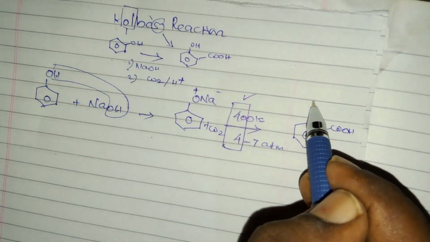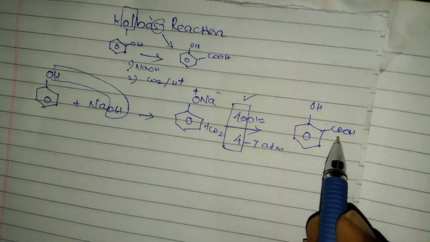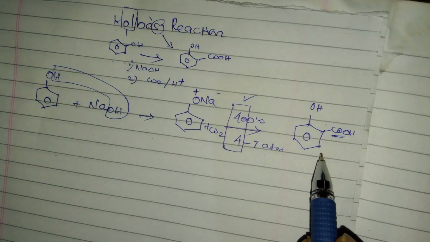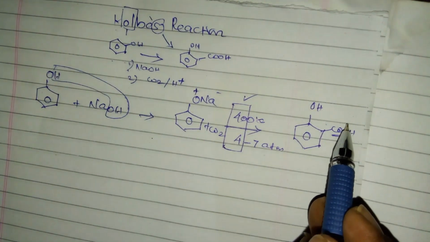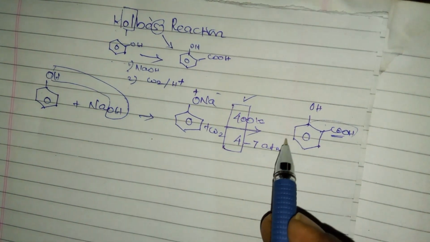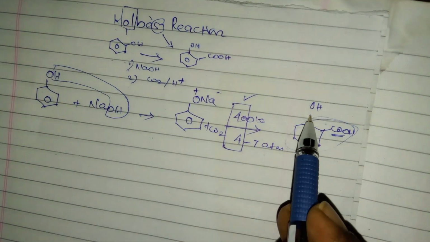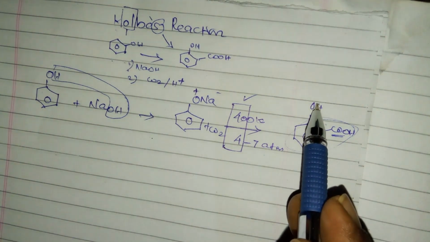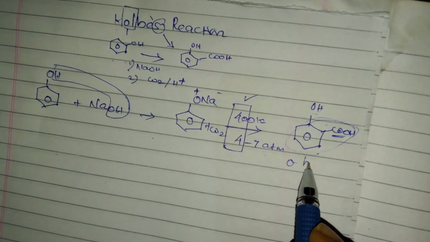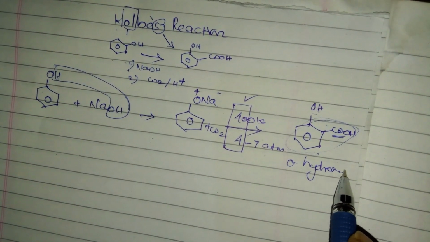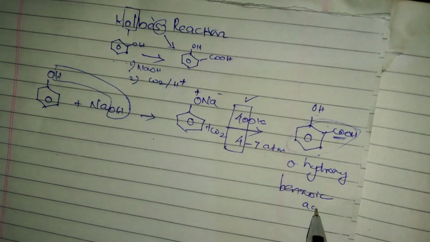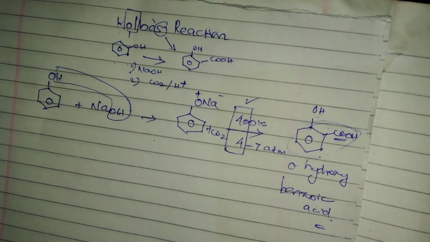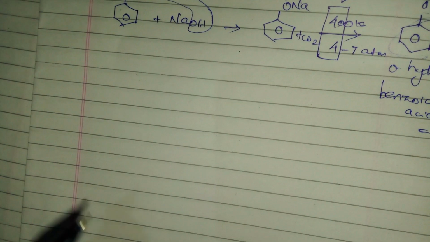Now, the acid is the main functional group here, so it can be called benzoic acid. This part is called benzoic acid, and in the ortho position there is a hydroxyl group. So it can be called orthohydroxy benzoic acid. Now we can go for the mechanism of the reaction.